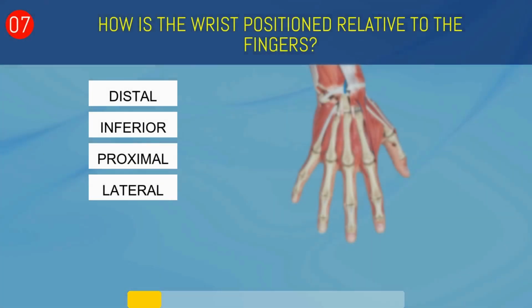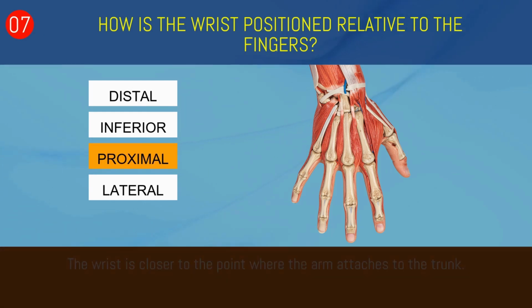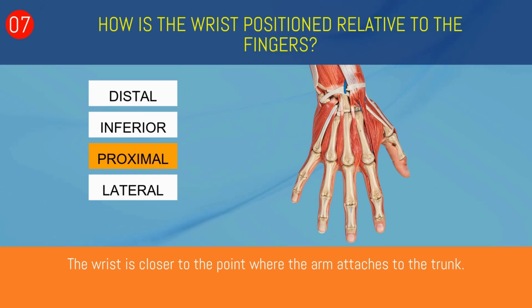How is the wrist positioned relative to the fingers? Distal, inferior, proximal, or lateral? Proximal. The wrist is closer to the point where the arm attaches to the trunk.